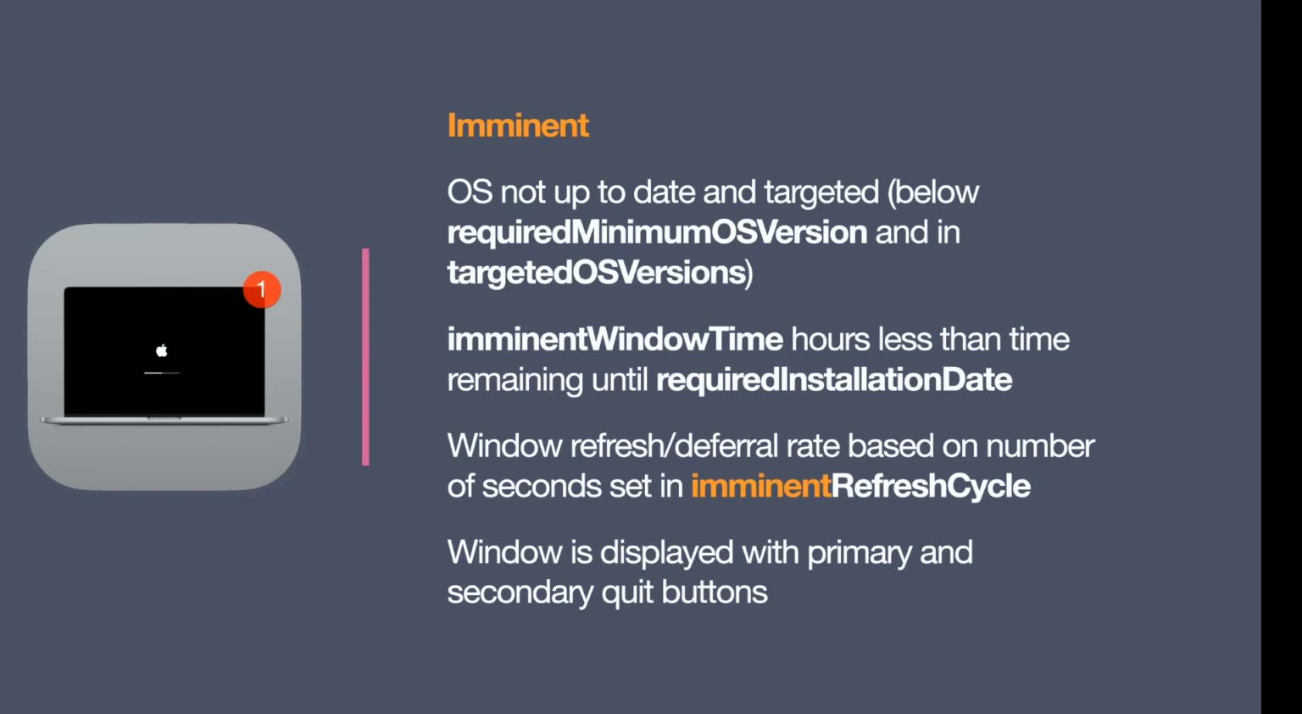The user experience is similar to the approaching stage, or it's very similar, except the only difference here is that the deferral count now bases itself or reads itself from another preference called imminent refresh cycle. So you can make that deferral count more aggressive and more frequent, again, which I'll talk about deferrals in a bit if you don't know what I'm talking about yet.